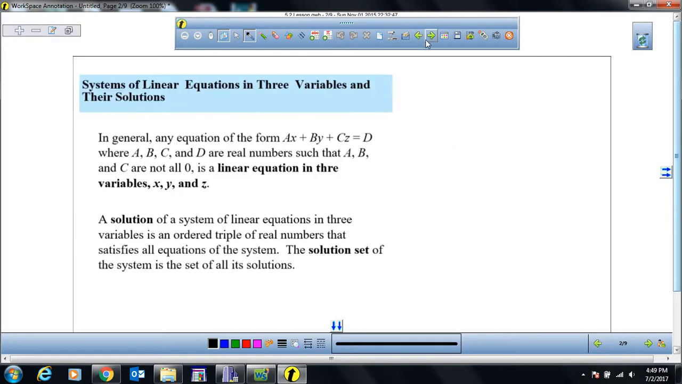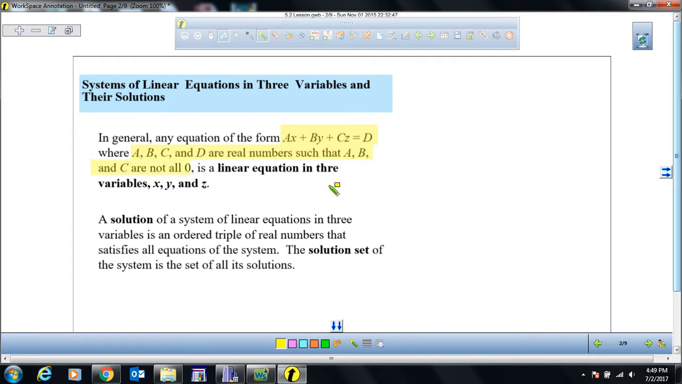So, first of all, we're going to talk about a linear equation in three variables. Basically, it's an equation in the form ax plus by plus cz equals d, in which all those numbers a, b, c, and d are numbers that are not necessarily zero. So there could be some zeros, but not all of them are zeros, of course.